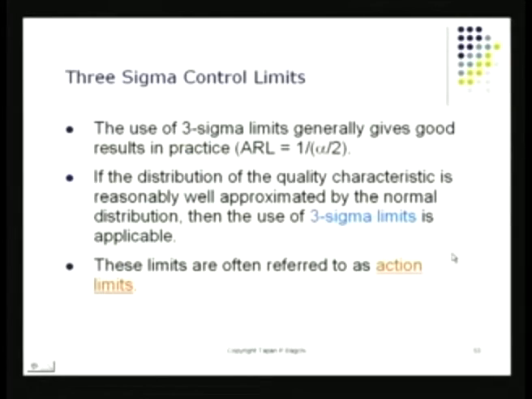And now, there are some other issues which are brought up once in a while. What is the chance that the chart is going to give you a false signal? That is done by using this concept called average run length of the chart. Alpha is the chance of what we call type 1 error using the control chart, which is like getting a false signal out of the chart.